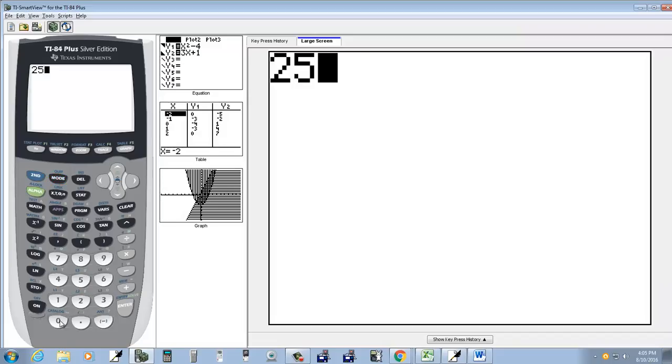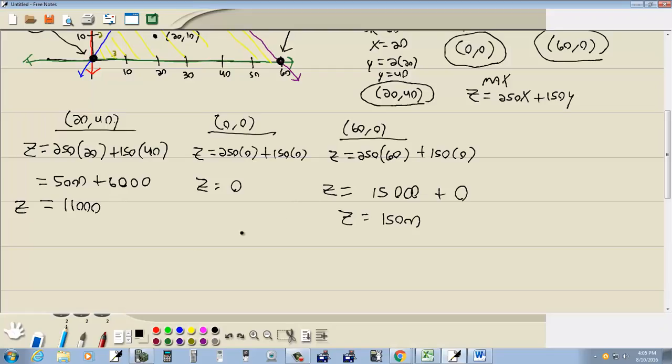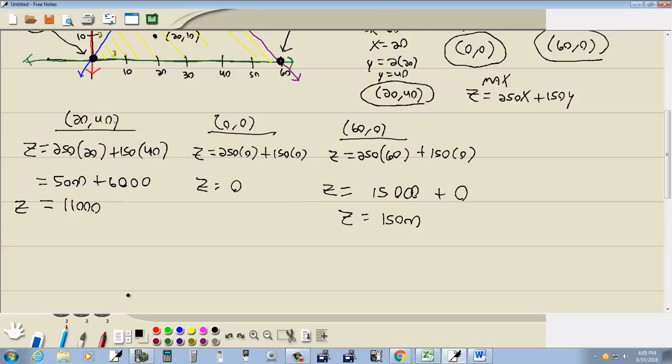250 times 20 plus 150 times 40, 11,000. Okay, I feel pretty good about zeros, but let's do this one. 250 times 60, 15,000. Okay, our goal is to maximize. So you look for your largest value. So this is our maximum value, and it occurs at the point 60, 0. So this would be our answer.